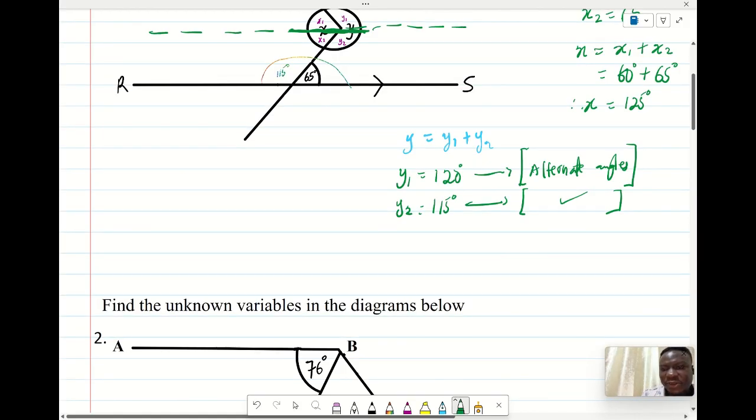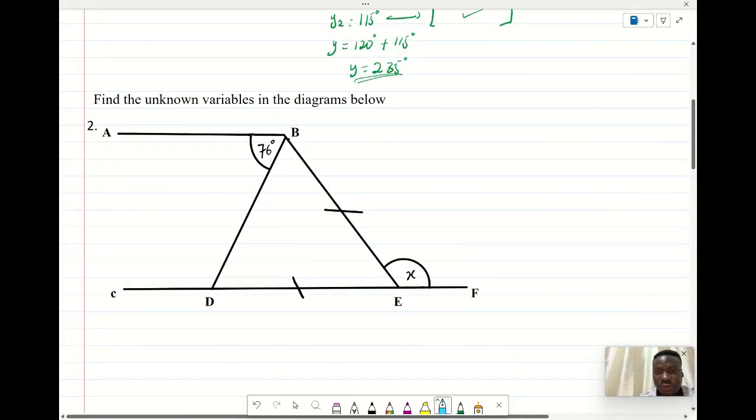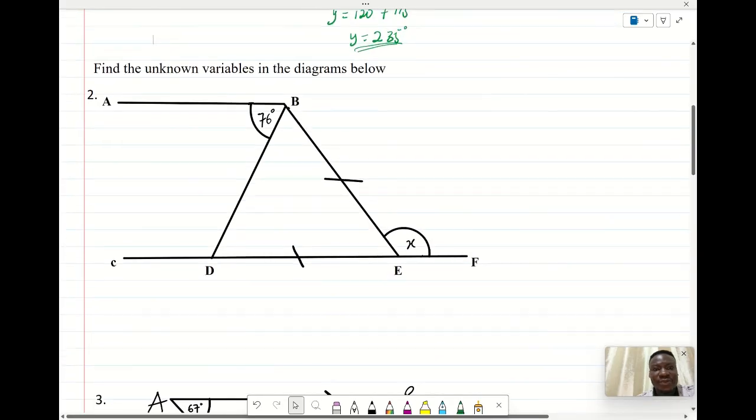Since Y is equal to Y1 plus Y2, it means that Y is going to be 120 degrees plus 115 degrees. When we sum 120 degrees with 115 degrees, it gives us 235 degrees.